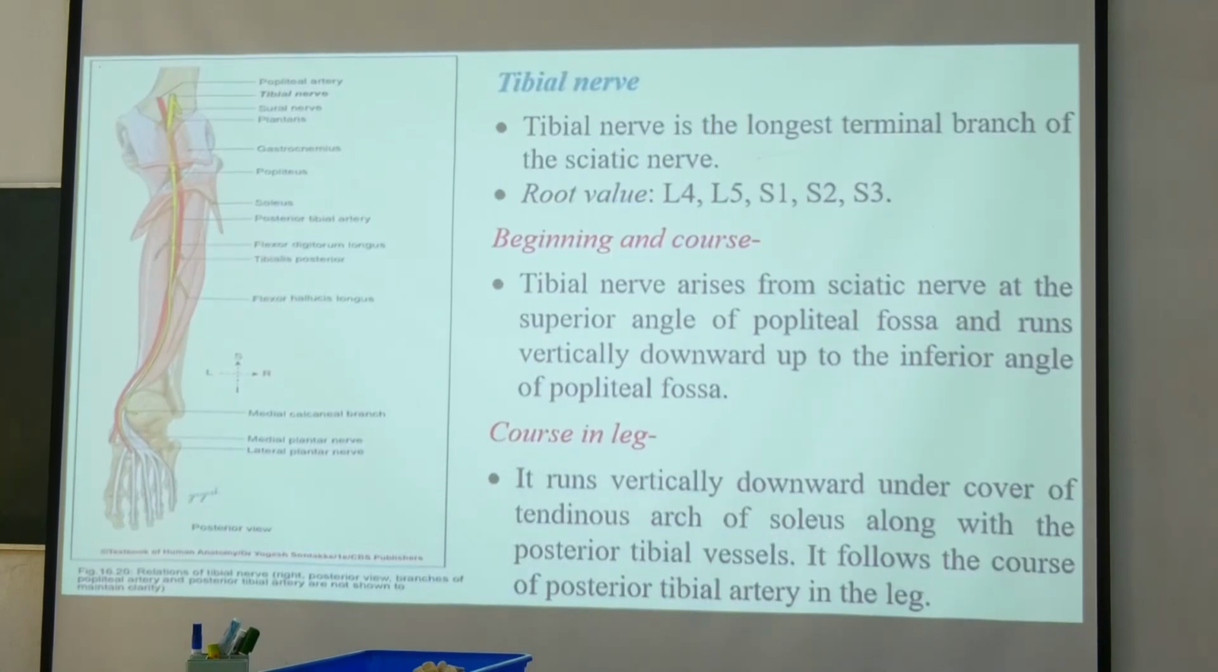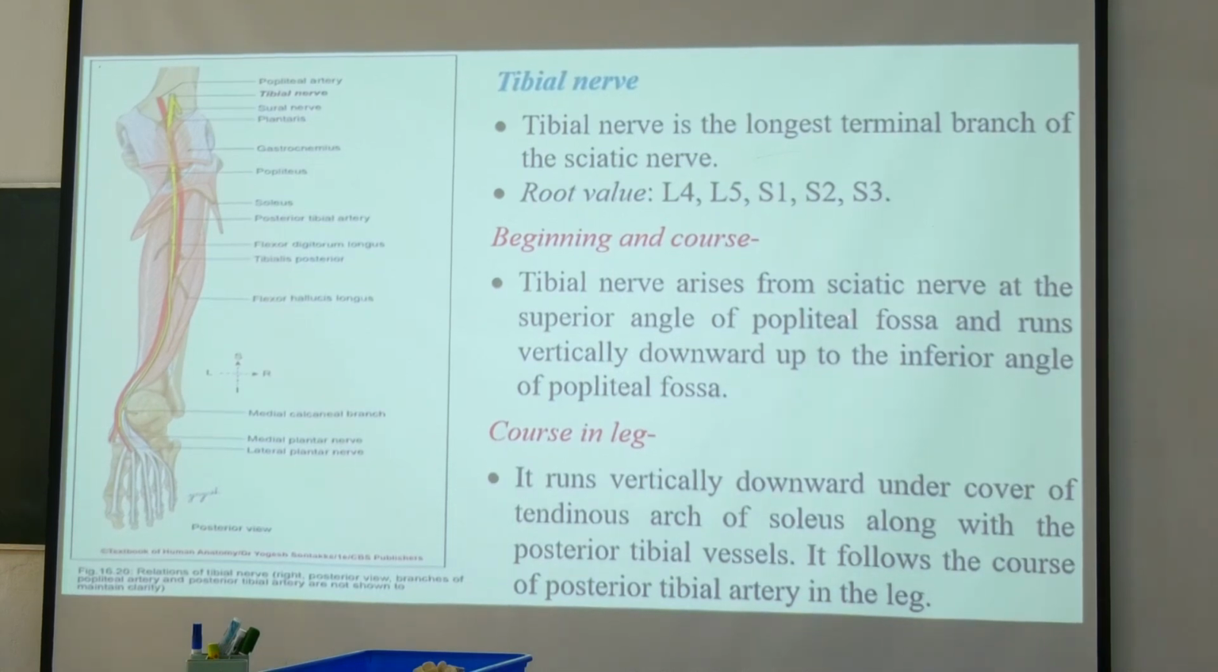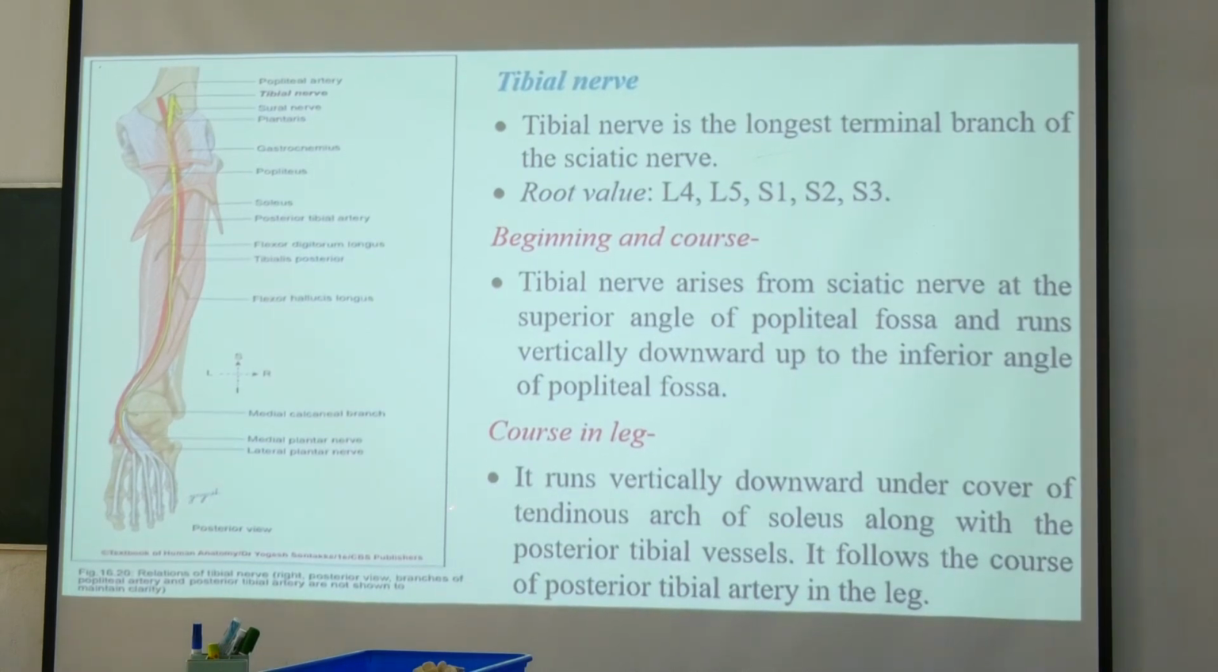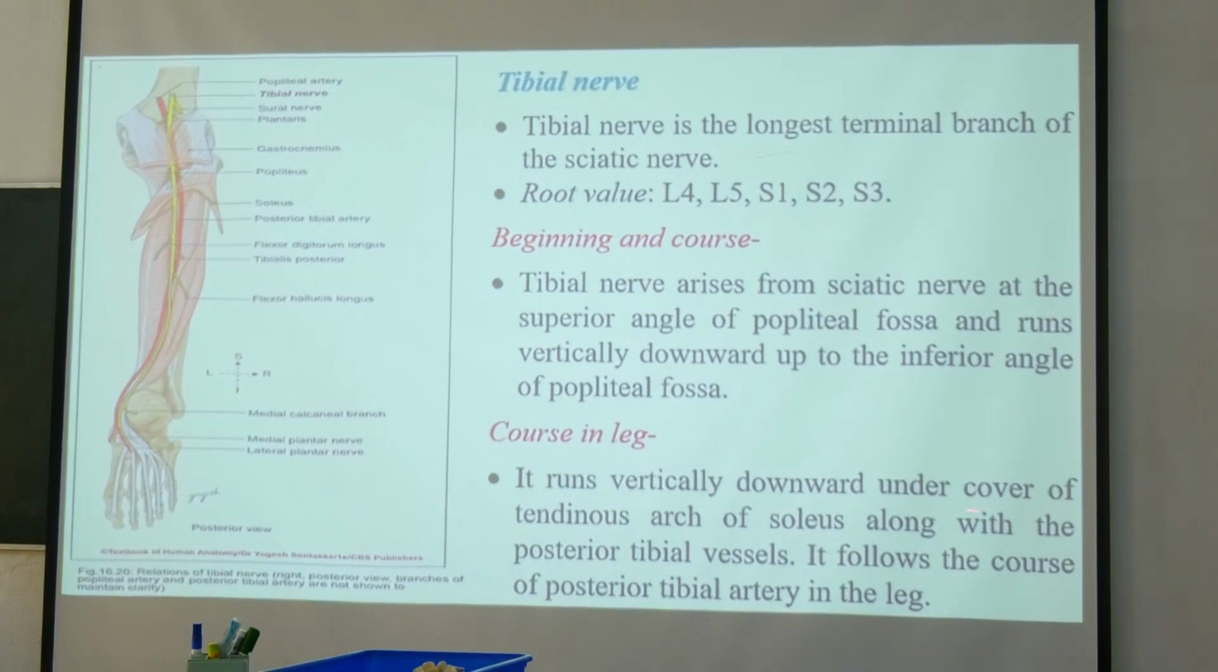Okay, tibial nerve root value is this. You have seen it coming as a branch from the sciatic nerve. Course in the leg, you see it runs vertically downward under cover of the tendinous arch of soleus along with the posterior tibial vessels, and follows the course of the posterior tibial artery in the leg.